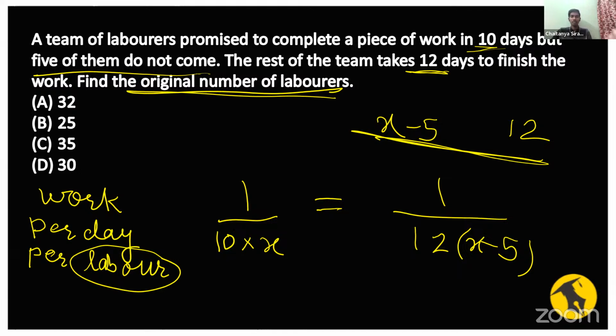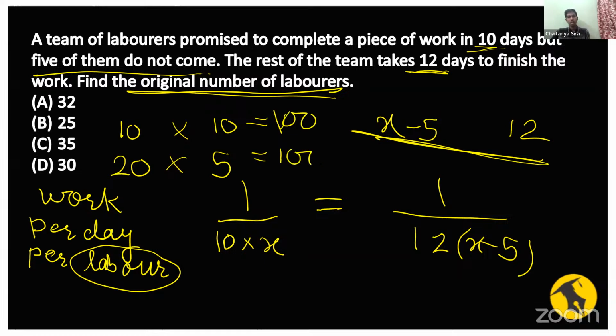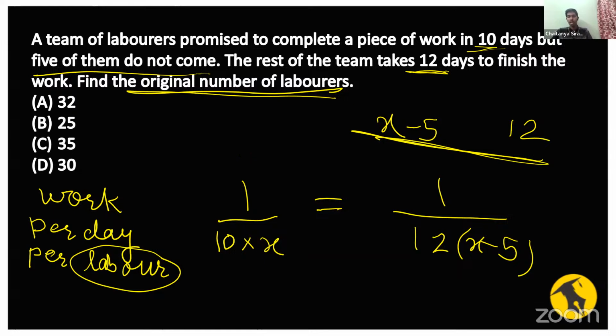Let's say a hypothetical situation. I hired 10 men to do a job. 10 men were doing the job in 10 days. Now I hire 10 more. So 20 men can do the job in 5 days. So eventually, if you take a multiplication of these, it will come out to be equal. So basically the work efficiency per day per laborer should be equal.